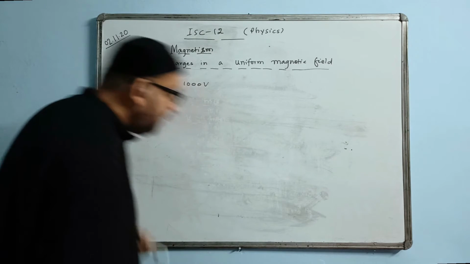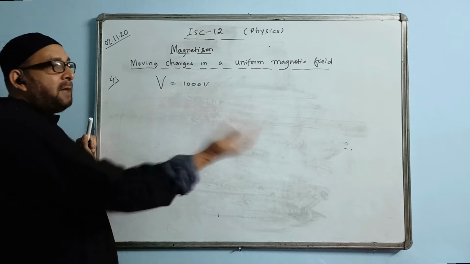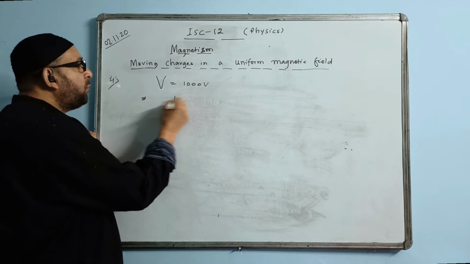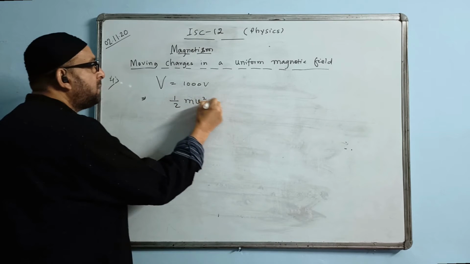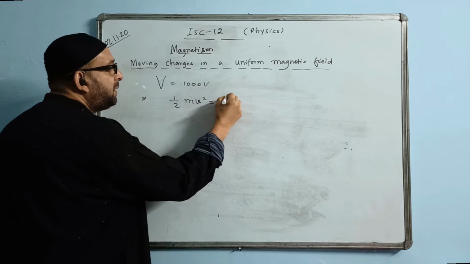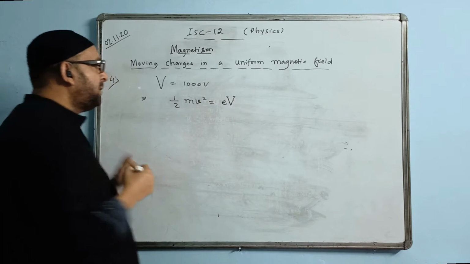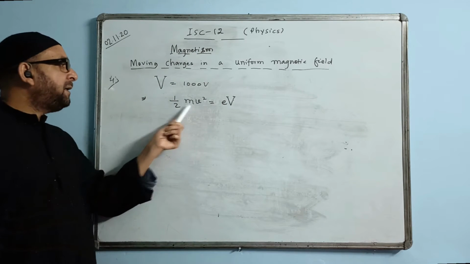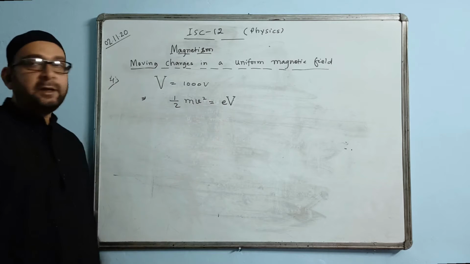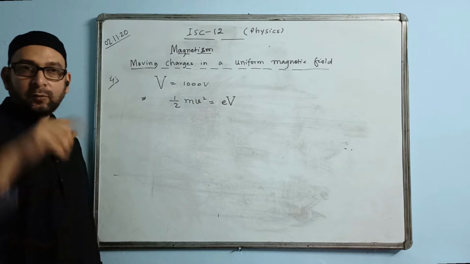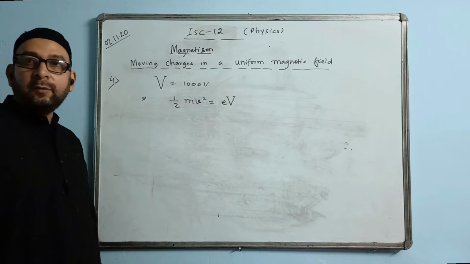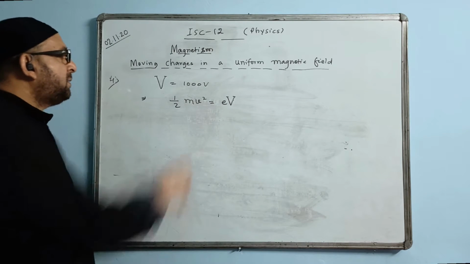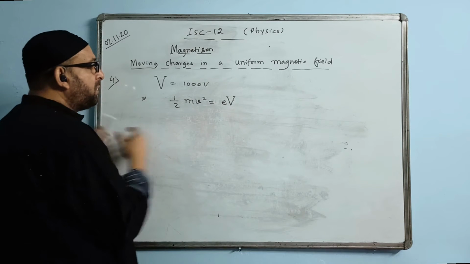Whenever we are applying voltage and accelerating electrons, we automatically write the equation: half mv square is equal to qV. Instead of q, we can write e, and capital V. The kinetic energy of the electron is provided by the electrical energy. Work done formula is qV, so we write that. This small v is velocity and this capital V is the voltage.